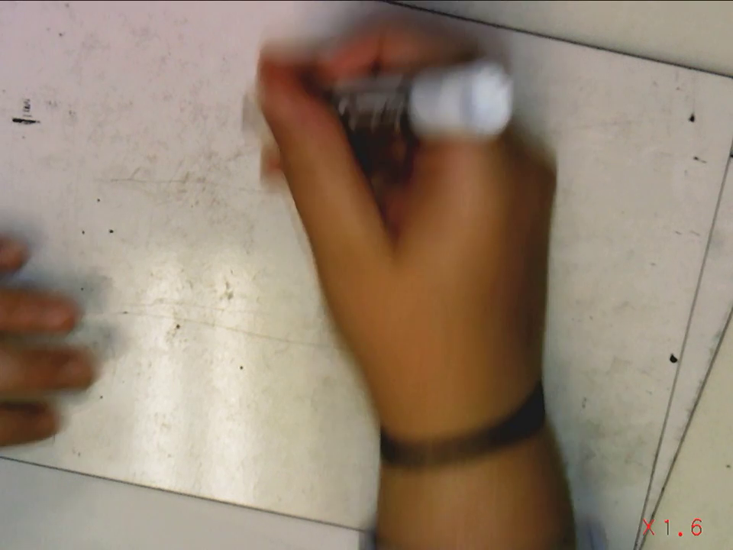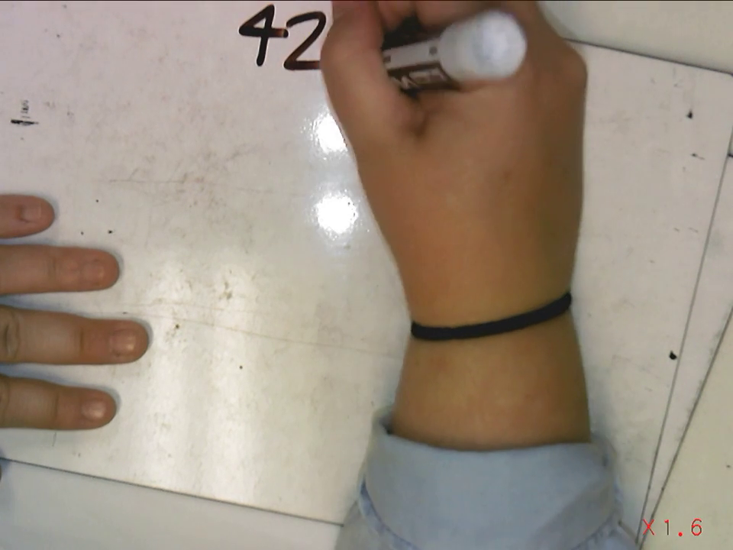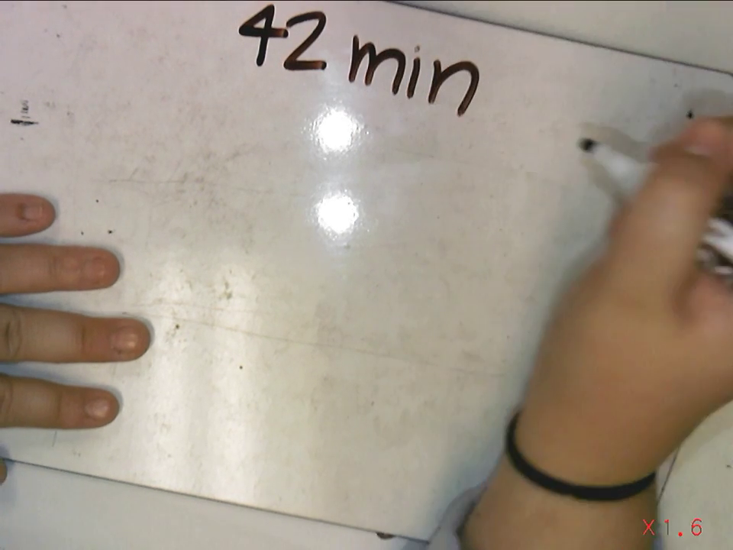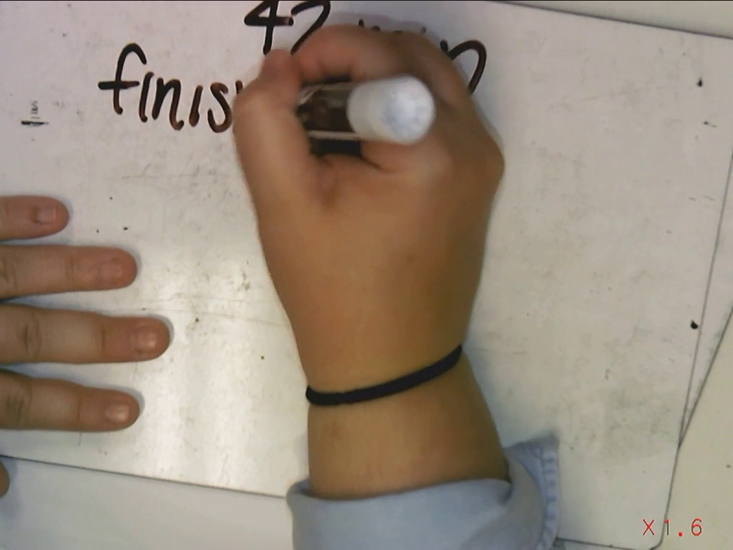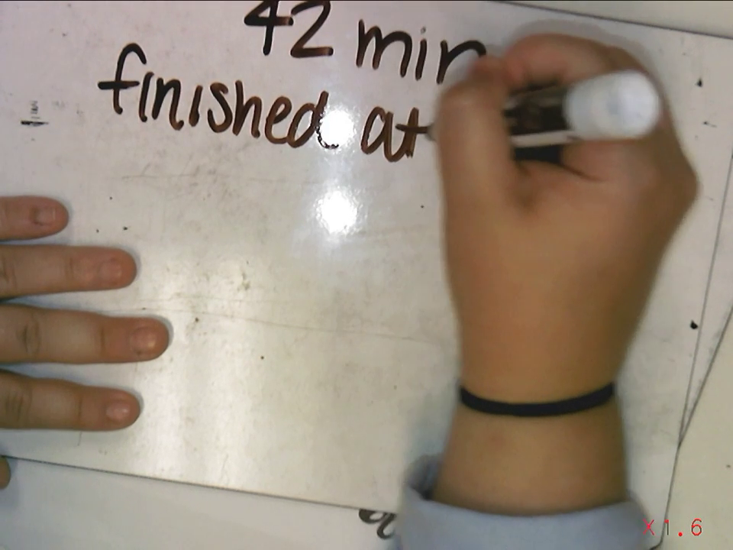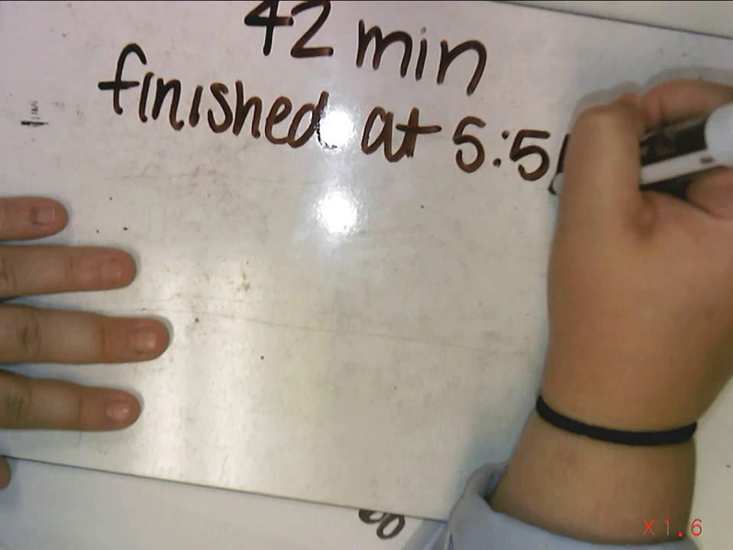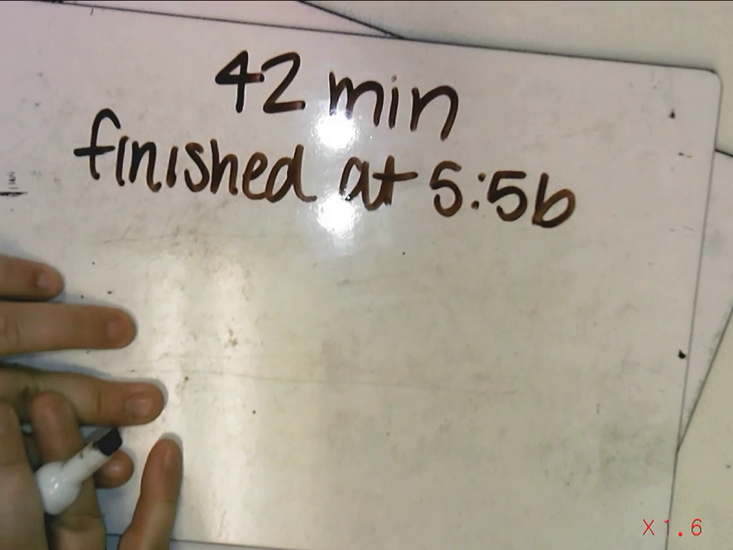Okay, so I'm going to tell you that it took me 42 minutes last night to cook dinner. 42 minutes to cook dinner. It's pretty good, though. I finished cooking at 5:56. So it took me 42 minutes to cook, and I finished cooking at 5:56. Okay.